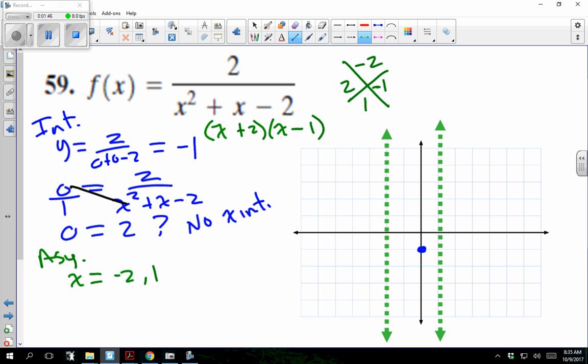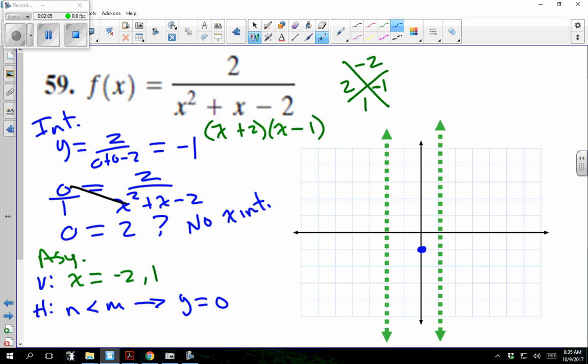Horizontal asymptotes come into play when, in this case, this was vertical, horizontal. When n is less than m, then y equals 0 plus k. There's no k value, so y equals 0. And now we're going, okay, that's why it doesn't cross the x-axis.